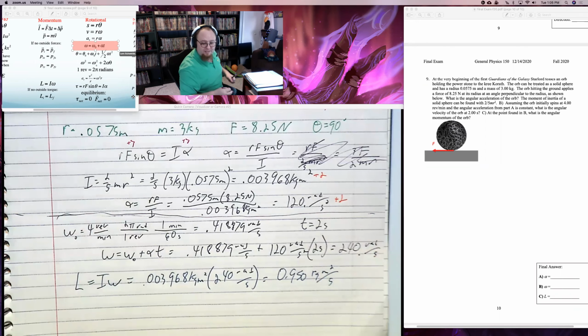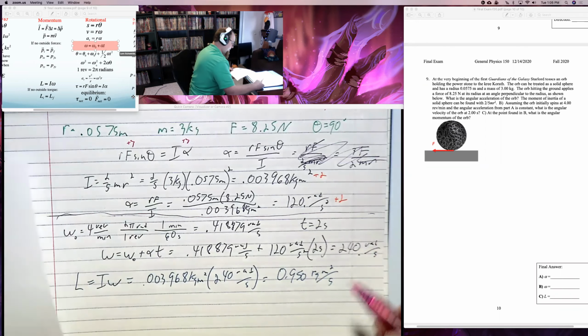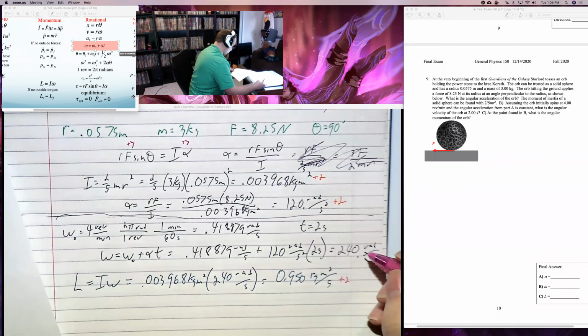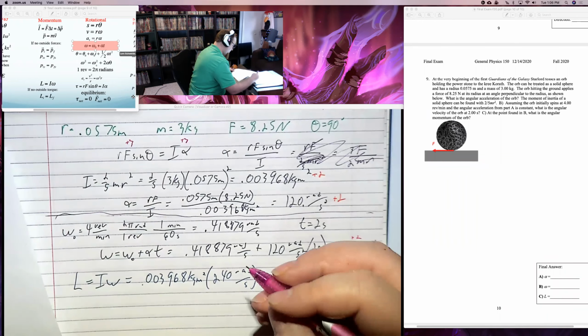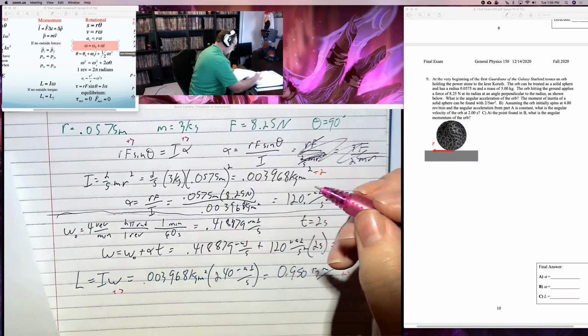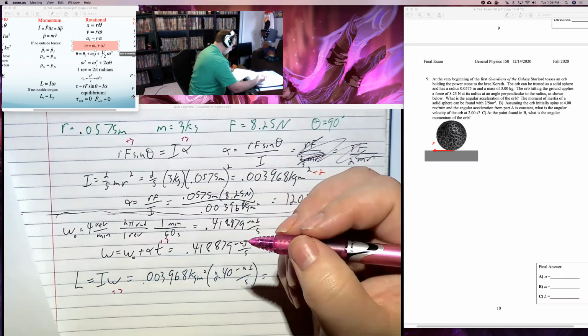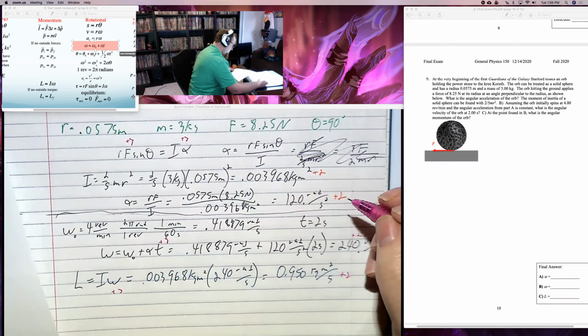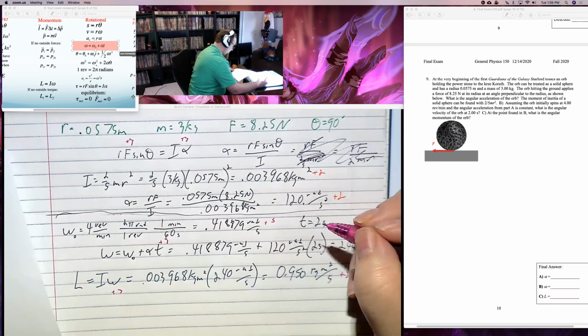I stopped putting points down at one point. Plus 2, plus 2, plus 3, plus 3, plus 5.